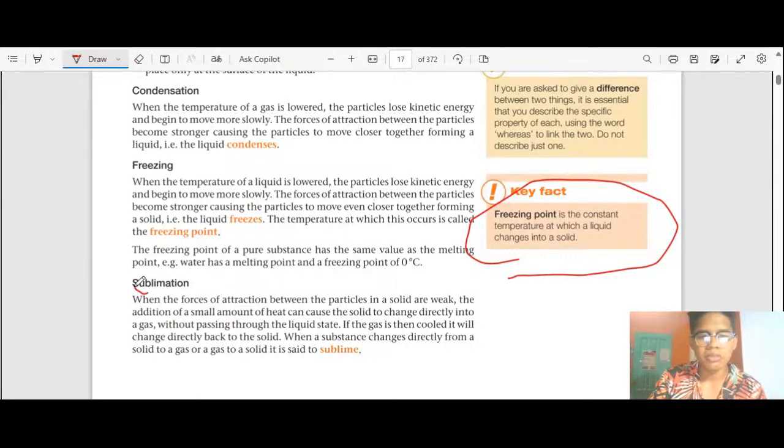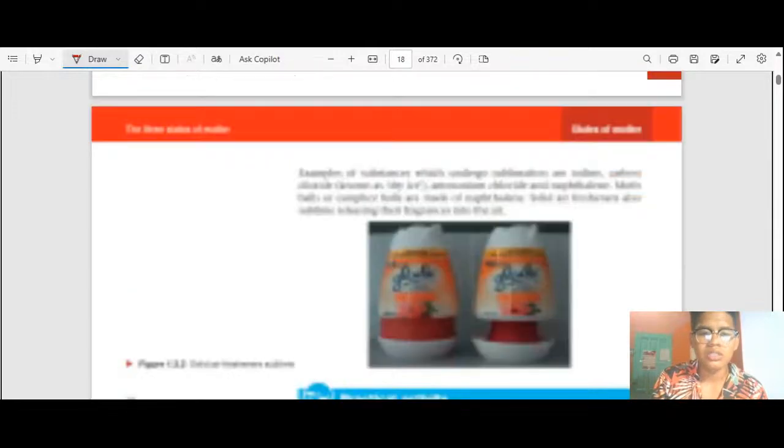Let's go on to sublimation now. When the forces of attraction between the particles in a solid are weak, the addition of a small amount of heat can cause a solid to change directly into a gas without passing through the liquid state. If the gas is then cooled, it will change directly back to the solid. When a substance changes directly from a solid to a gas or a gas to a solid, it is said to sublime.